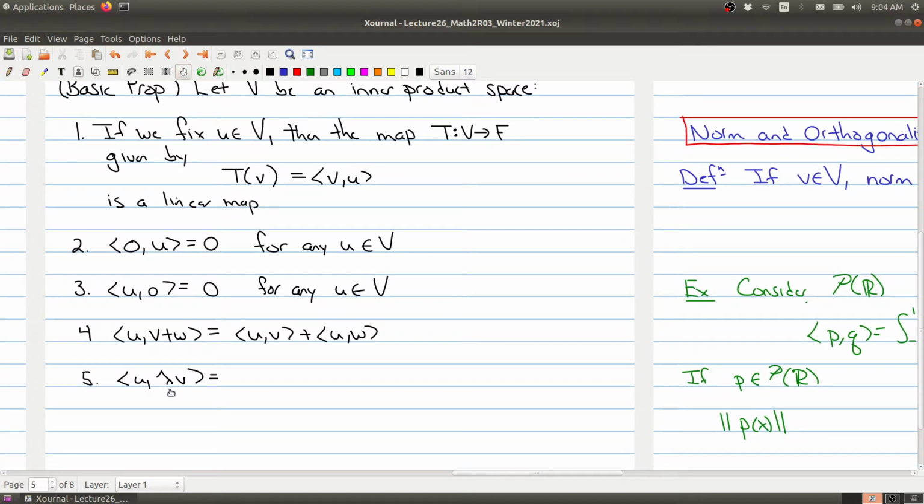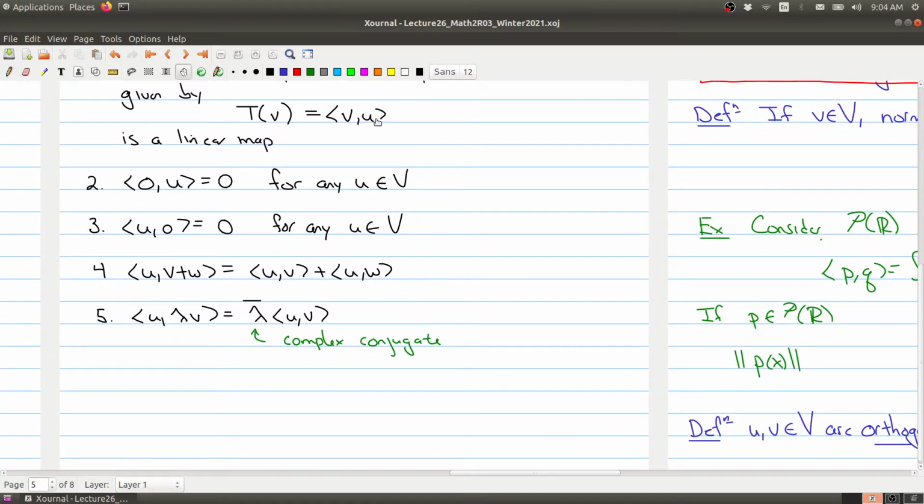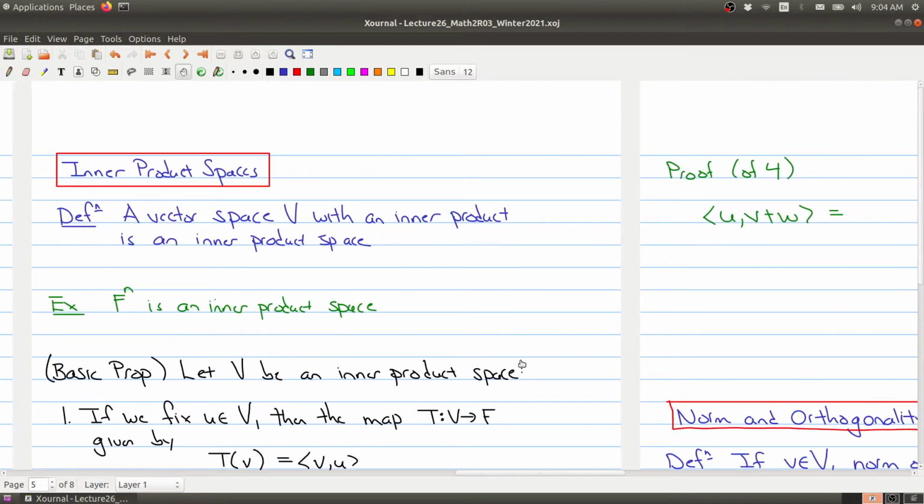And the same thing about the scalar, but here you have to pay a bit of attention to what's happening. You can pull out the scalar, but more than that, you have to pull out the scalar and take its complex conjugate. So you can pull scalars out of the second coordinate, but if you pull it out of the second spot, you have to make sure you replace it with the complex conjugate. I won't prove all of them, but I will prove 4 just to give you a flavor of how these proofs are done.